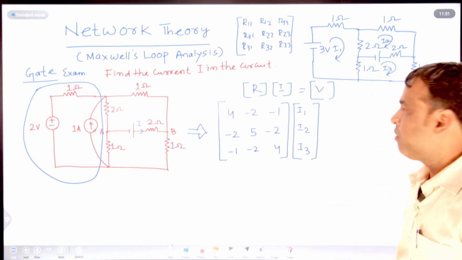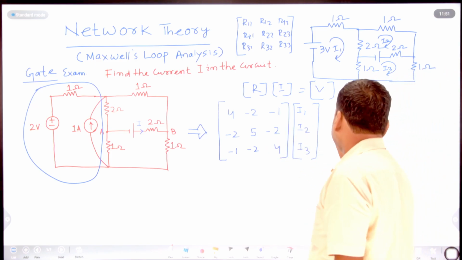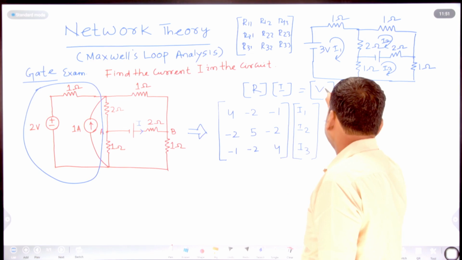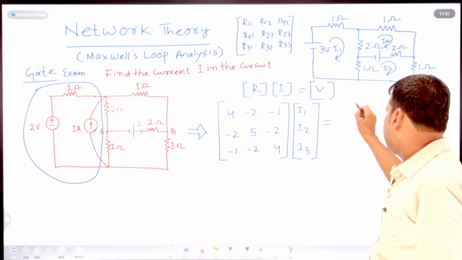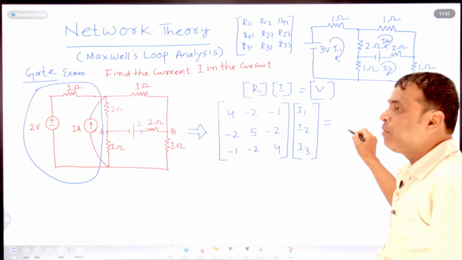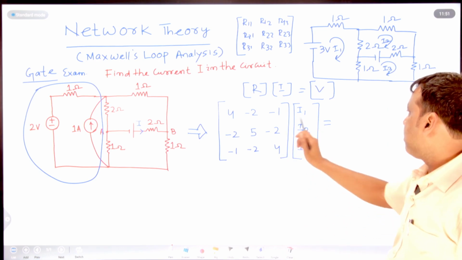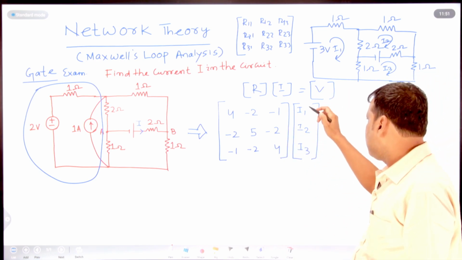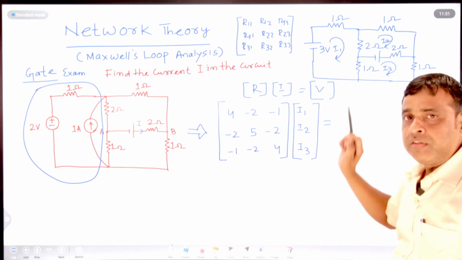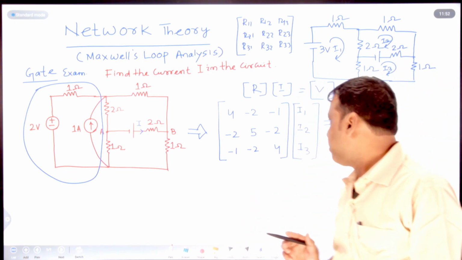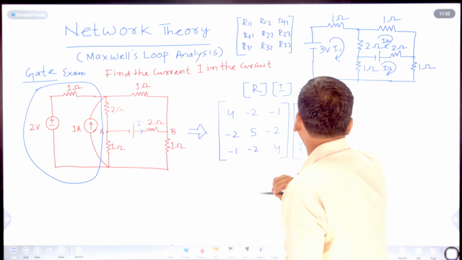Using Cramer's rule, we can find the values of I1, I2 and I3. The resistance matrix times the current matrix is the voltage matrix V. This column matrix is nothing but V1, V2 and V3. Since it is a 3 by 3 matrix, resistance matrix into current matrix equals voltage, where you find the net voltage in loop 1, loop 2 and loop 3.